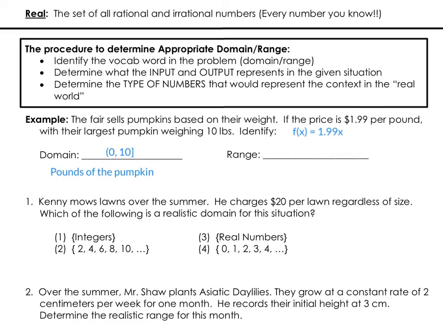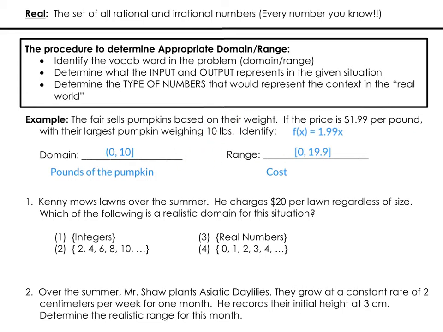Our range is the cost. If we don't buy a pumpkin at all, it would cost us $0. So this time I'm going to actually include 0, so I'm going to put a bracket around 0. And I'm going to go up to, well, if the highest is 10 pounds, I plug 10 in place of x in 1.99 times x, 1.99 times 10. What is my highest cost? That would be $19.90. We're going to include that as well, because that is the highest if it is 10 pounds. So those are our domain and range.